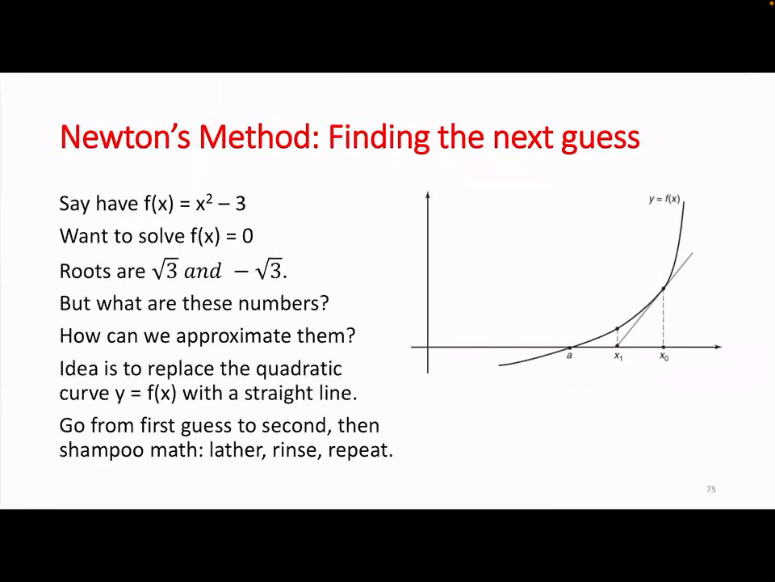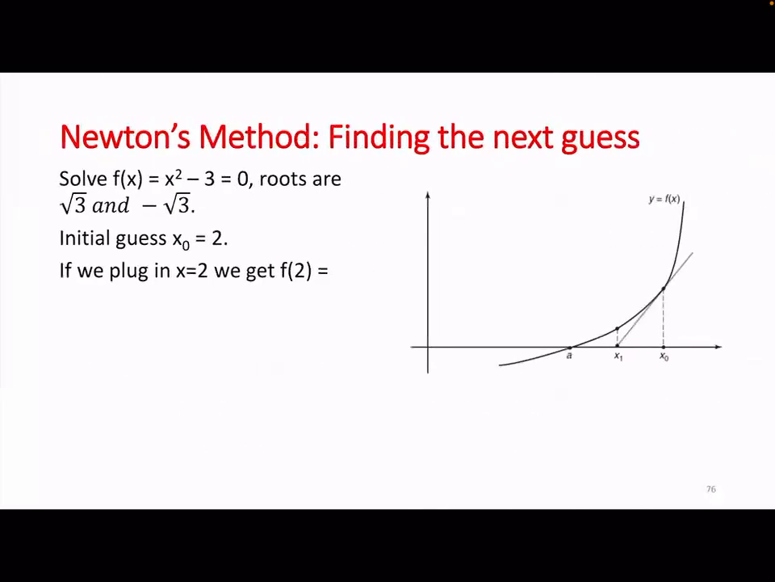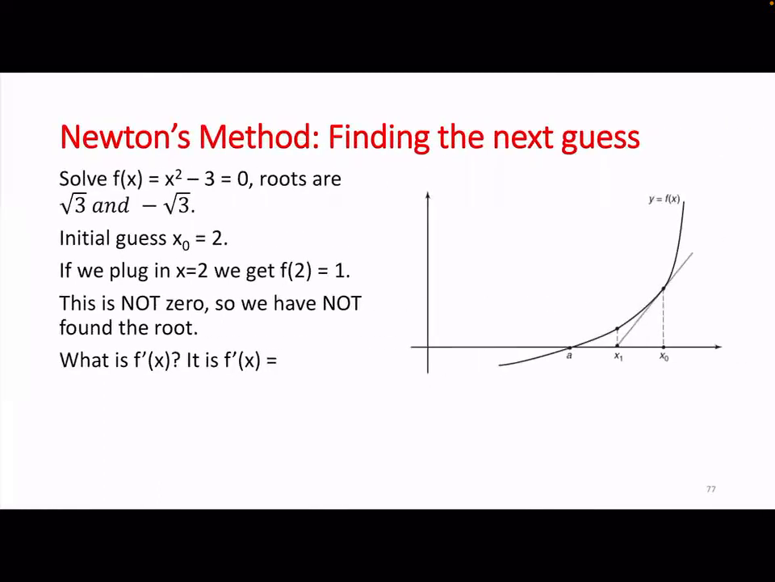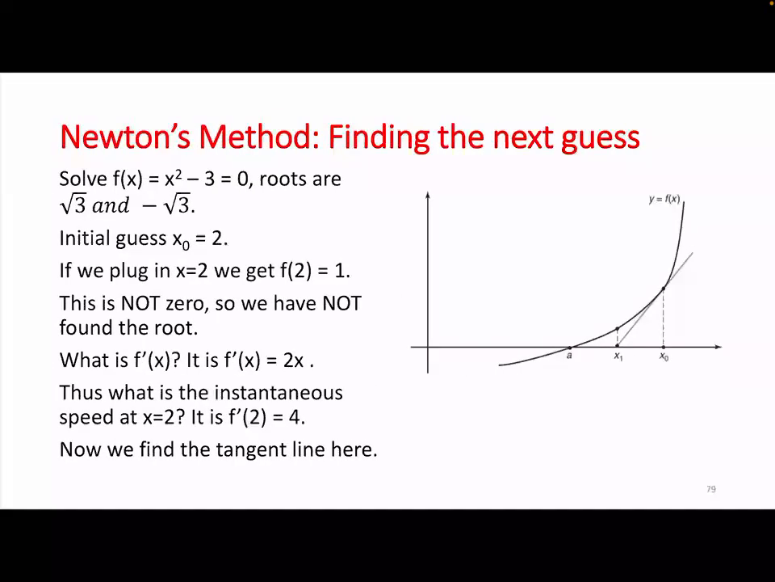The roots are going to be root 3 and minus root 3. So if we take as our initial guess 2, we plug in for f of 2, and we get 1. This is not 0, so we haven't found the root. What's f prime of x? F prime of x is just 2x. So when x equals 2, f prime of 2 is just going to be 4.